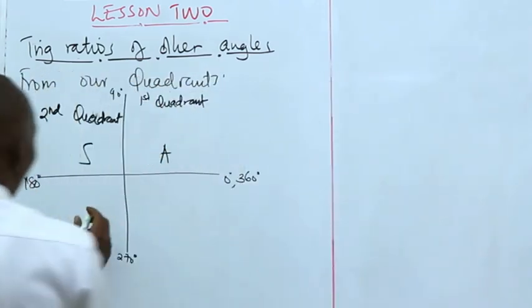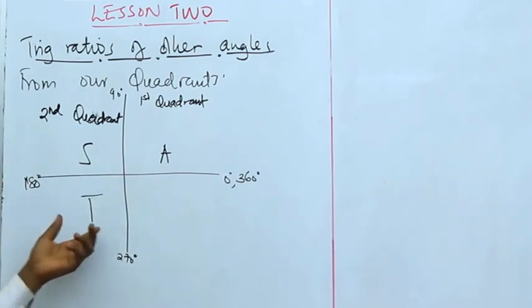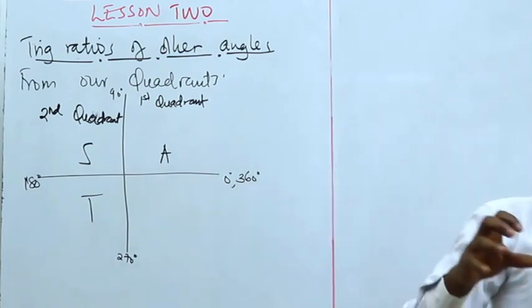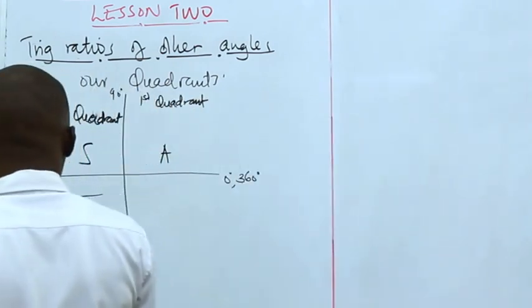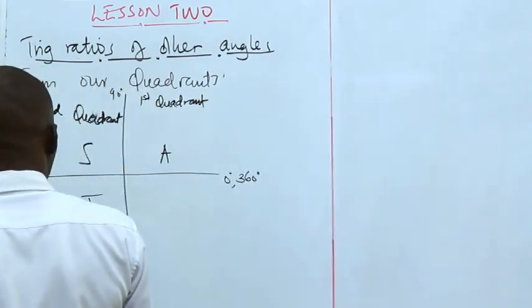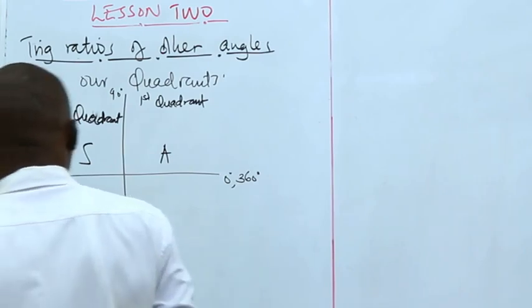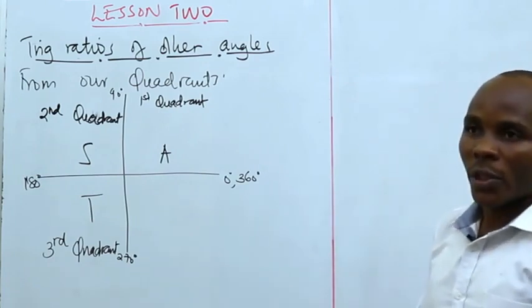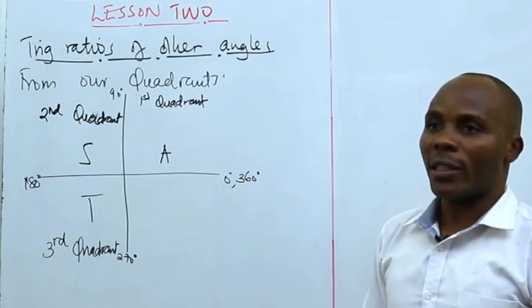In the third quadrant, we have letter T. Here, it means that the tan of angles in the third quadrant is positive. Sine and cos are negatives. In other words, for instance, if I take 240, sine of 240 is negative in the third quadrant.